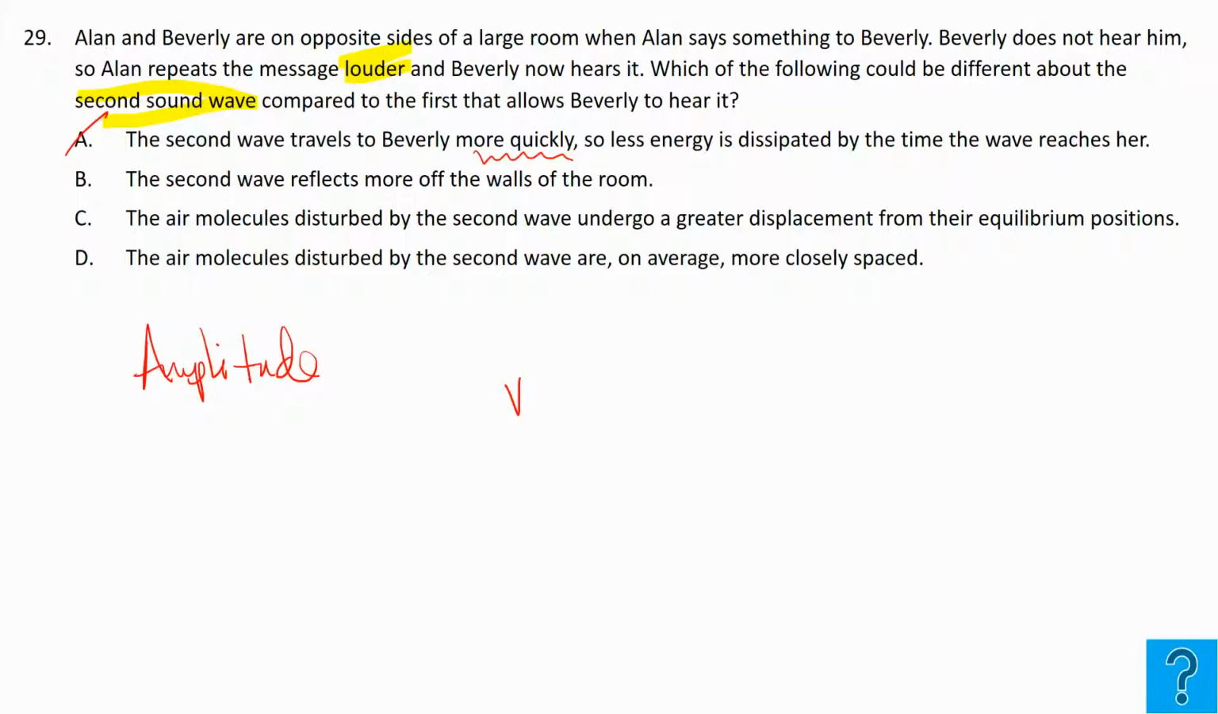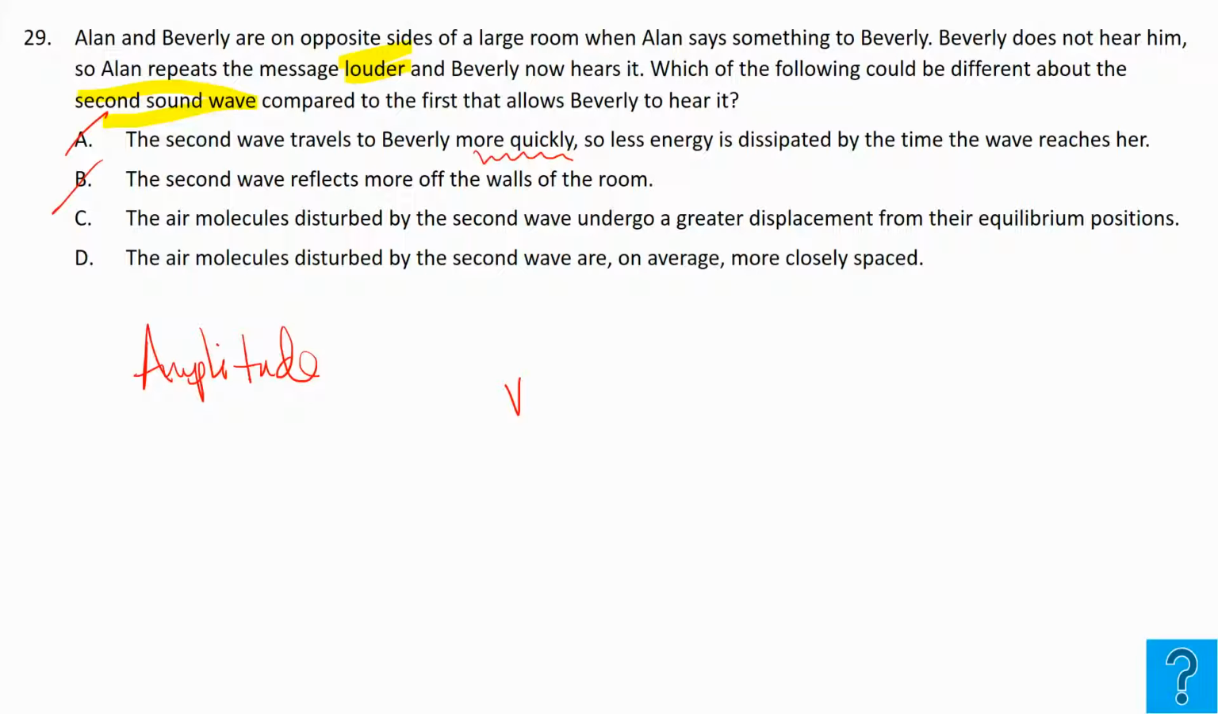The second wave reflects more off the walls of the room. Depending on whether there's constructive or destructive interference, that could make the sound louder or it could make it quieter. The air molecules disturbed by the second wave undergo a greater displacement from their equilibrium positions. Okay, that's a possibility. The air molecules disturbed by the second wave are on average more closely spaced.